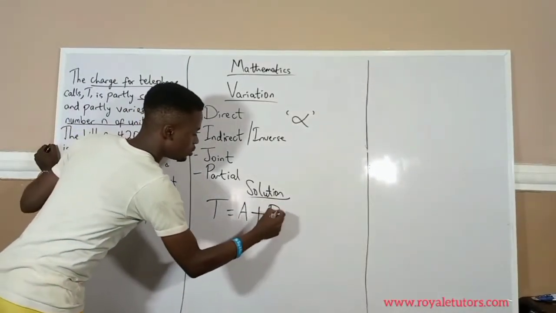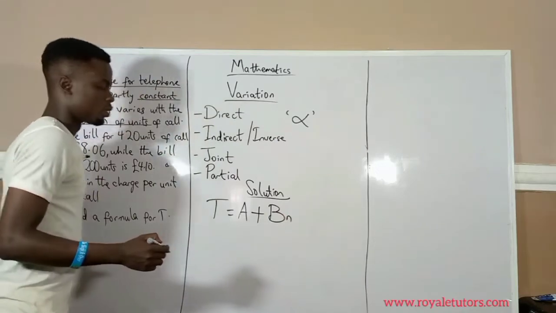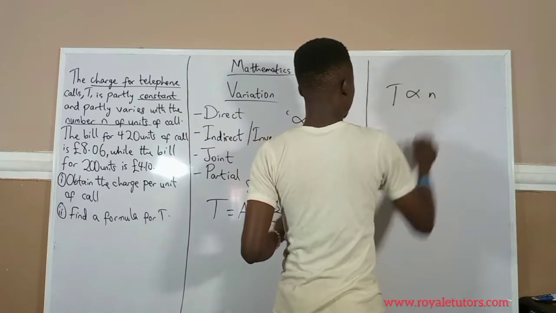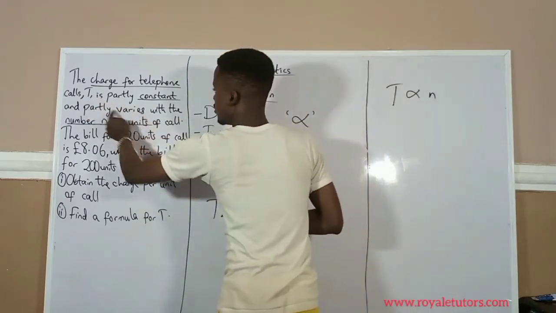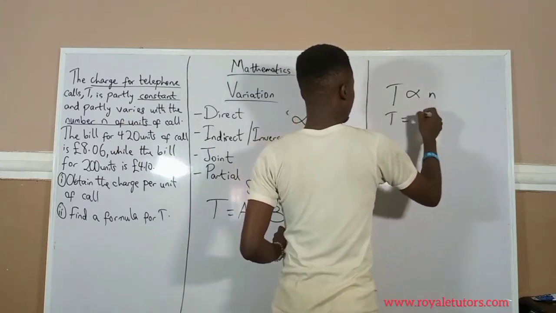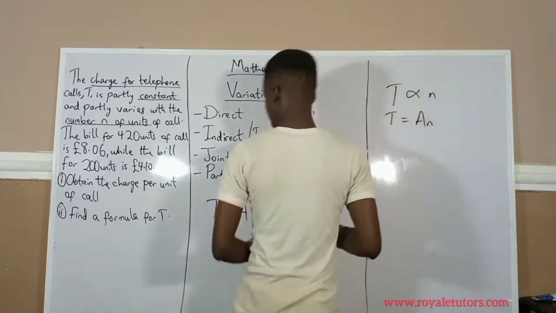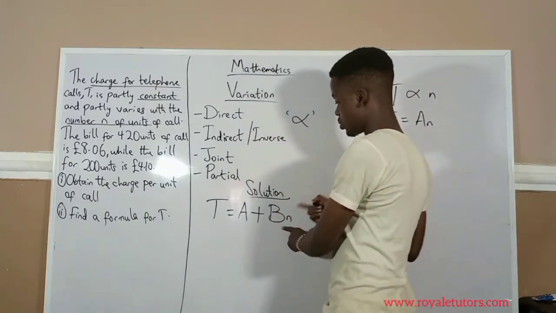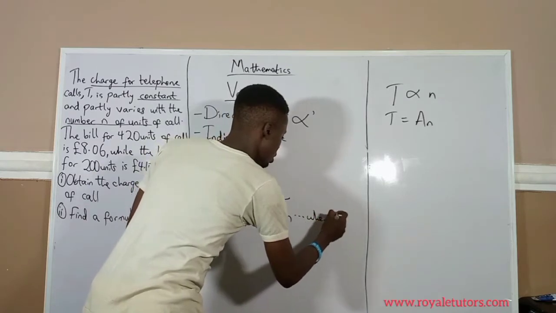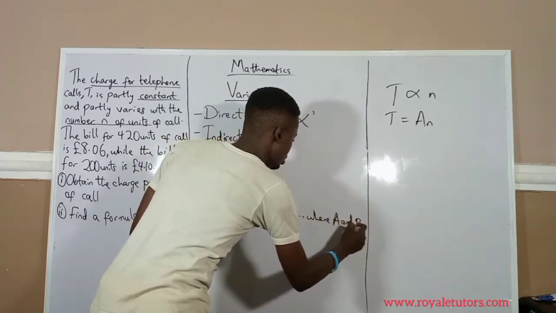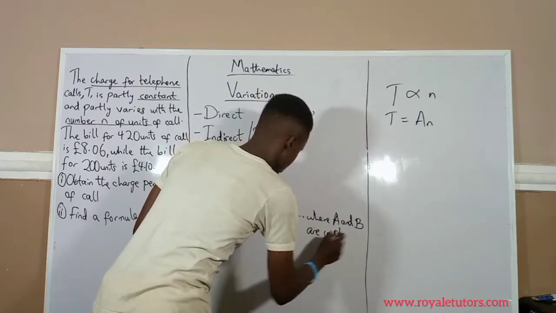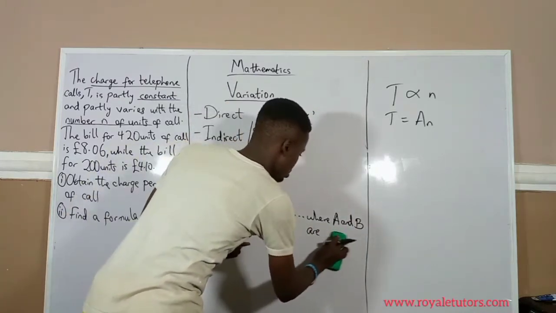Remember, if the question is a direct variation question, that you say T varies directly as the number of units, all you need to do is to change this to equal to and introduce a constant. That's the same thing here. That's how we have T = A + Bn. So you have to report that where A and B are constants.